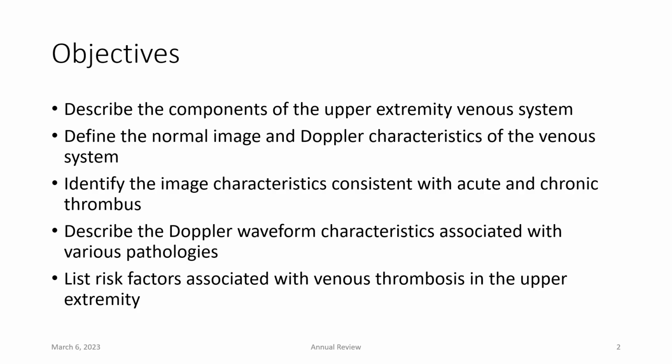So the objectives for today are to describe the components of your upper extremity venous system, including all the anatomy, define the normal image and Doppler characteristics of the venous system, identify the image characteristics consistent with acute and chronic thrombus. Most of these you're already going to know from our previous lectures. Describe the Doppler waveform characteristics associated with various pathologies. These can vary slightly in the upper extremity versus the lower extremity, so this will be a little bit of new information here. And then list the risk factors associated with venous thrombosis in the upper extremity.